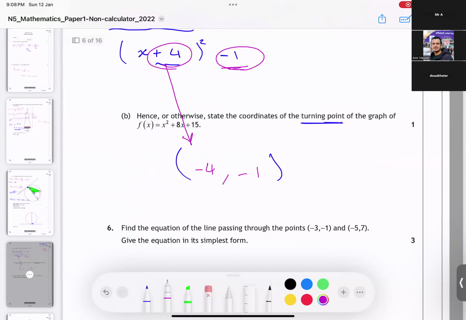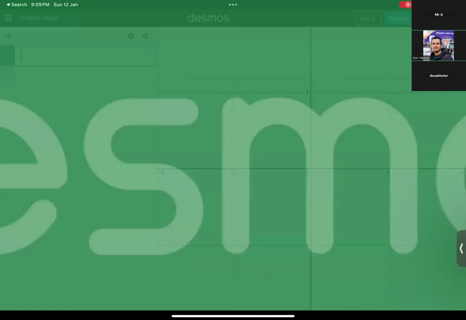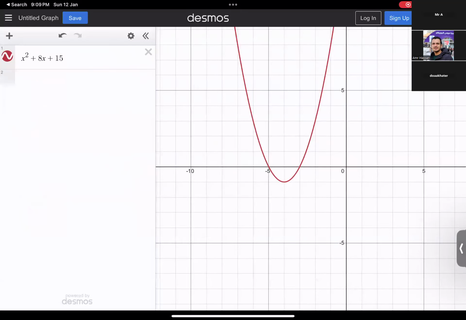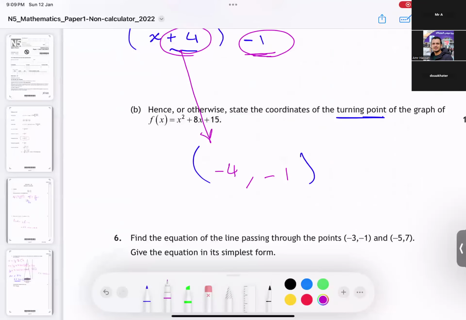So if we try to graph, for example, x squared plus 8x plus 15, let me show you. X squared plus 8x plus 15, right? So where is the vertex? It's -4 and -1. I think the exact same thing, right? So this is the reason why we call it turning point. So this is called the vertex. Okay. I understand it.